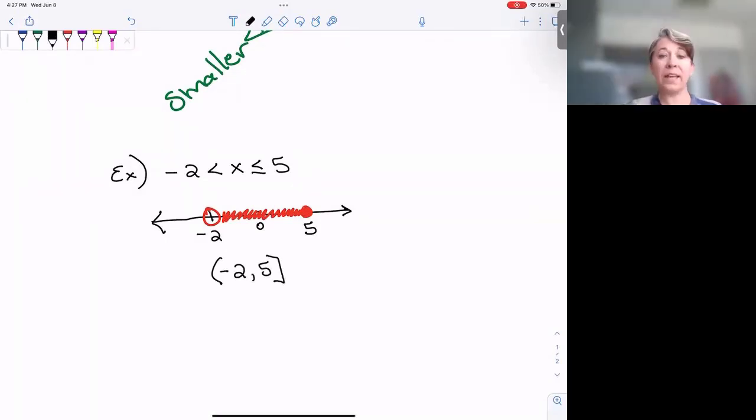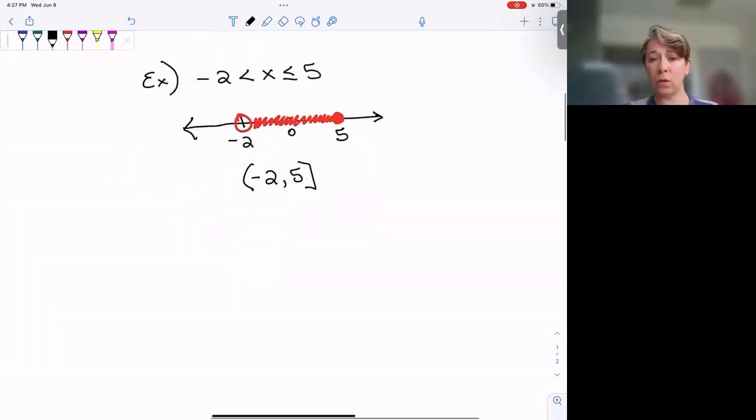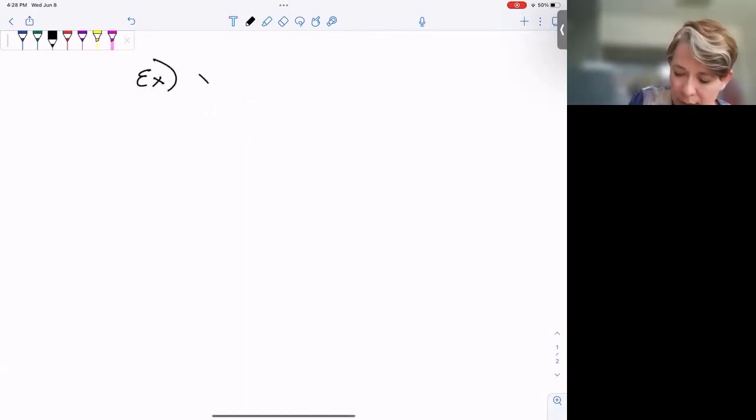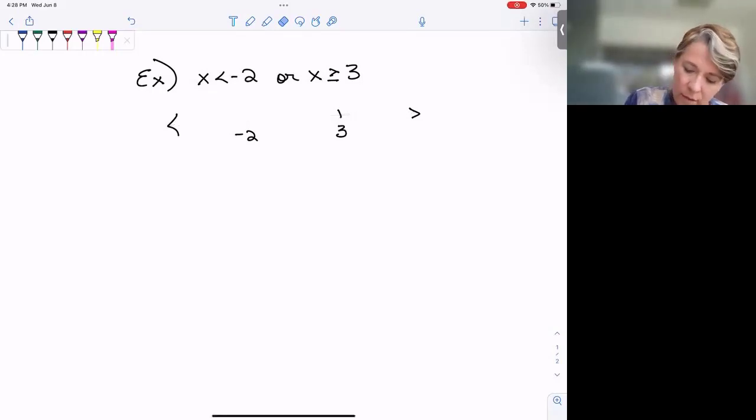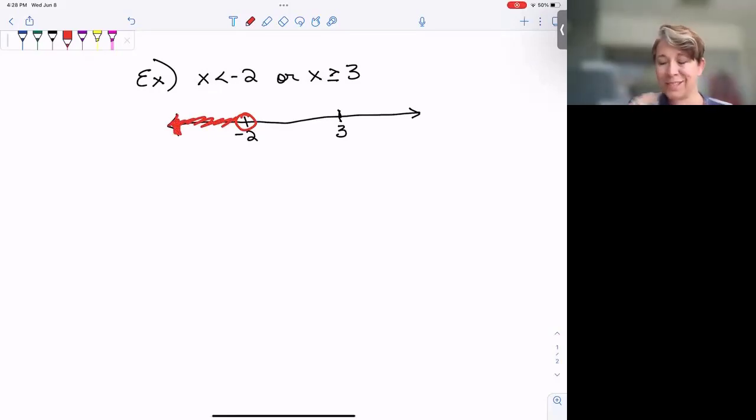Now, occasionally we can have more than one interval that works. For example, we may have x is less than -2 or x is greater than or equal to, I don't know, 3. So either one of those intervals will work, either the left one or the right one. We want to be sure that we satisfy both of these. For less than -2, the -2 is not included, and x is smaller than that, so we're going to shade to the left. For x greater than or equal to 3, 3 can be included, and x has to be larger, so we're going to go this way.